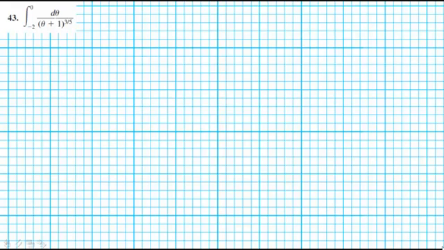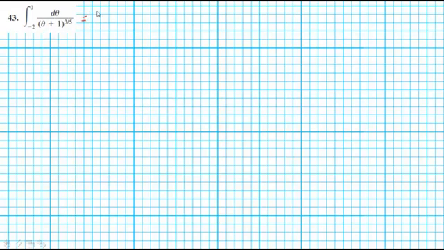Here's problem number 43 from the Chapter 8 review. In this problem, we're going to notice that in this interval of integration, the denominator is going to equal 0, or in other words, there's a discontinuity in the integrand on that interval. So let's rewrite this.